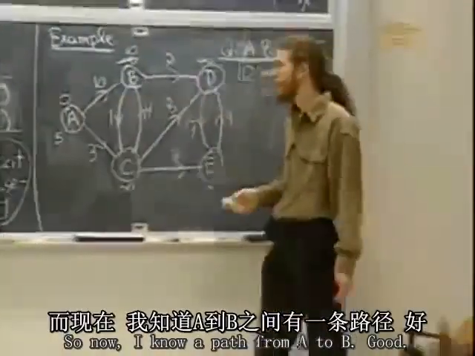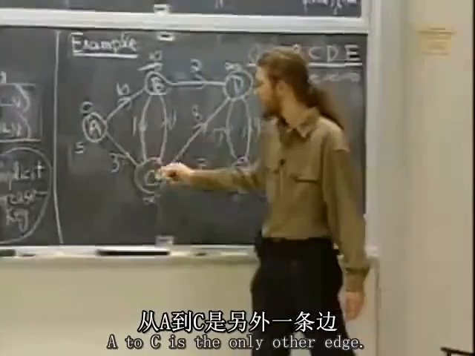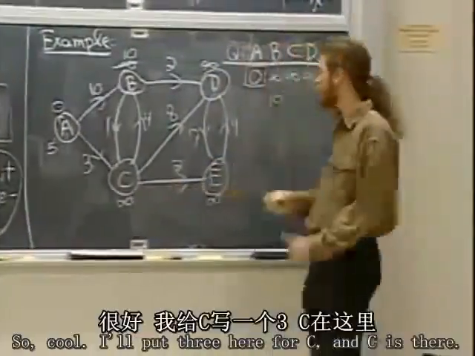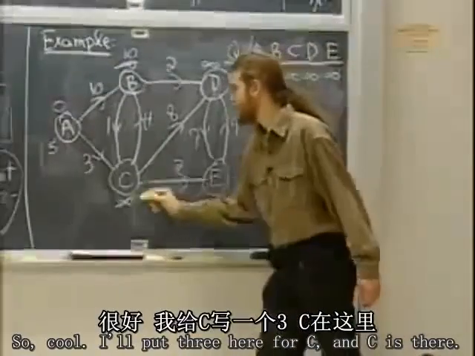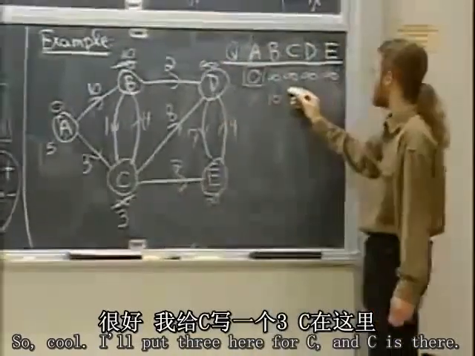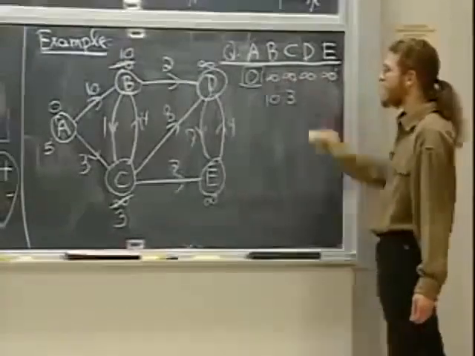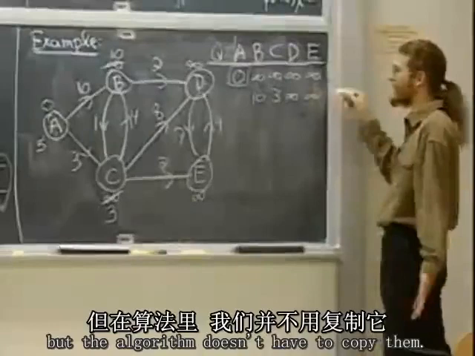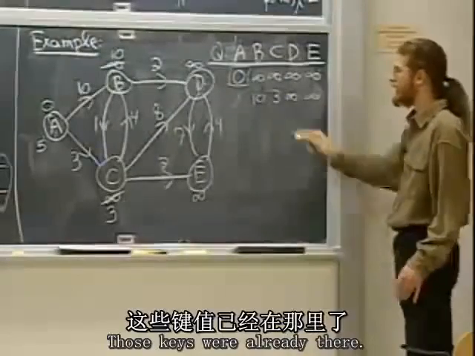A to C is the only other edge. 0 plus 3 is less than infinity, so I'll put 3 here for C, and C is there in the queue. The other vertices I don't touch. I'm going to rewrite them here, but the algorithm doesn't have to copy them. Those keys were already there. It's just touching these two.